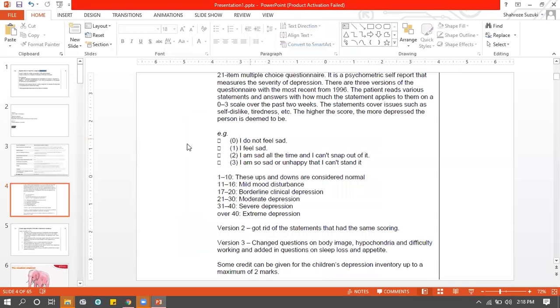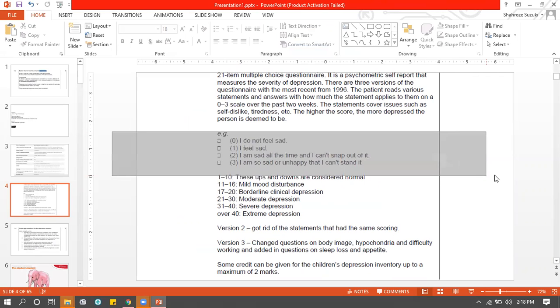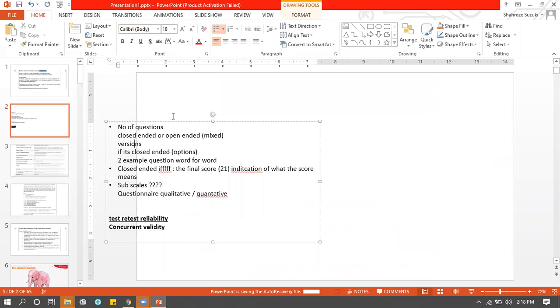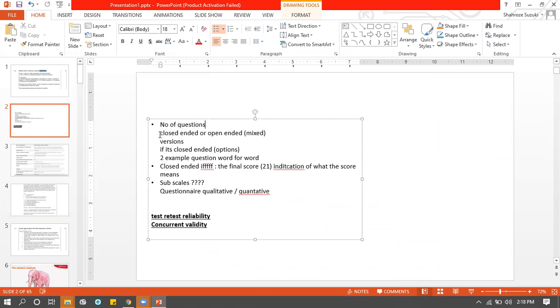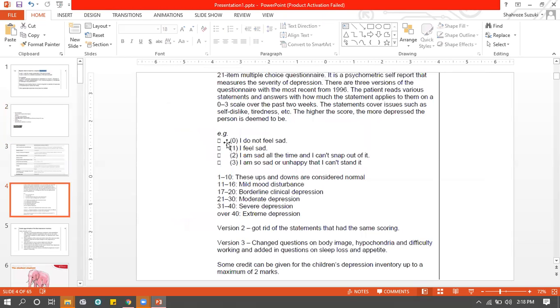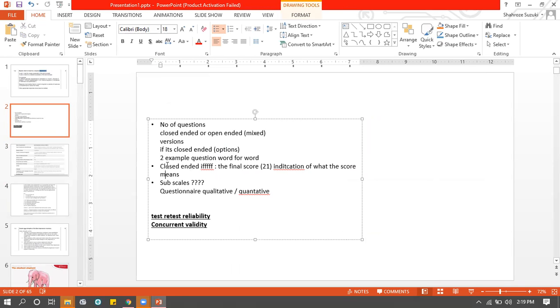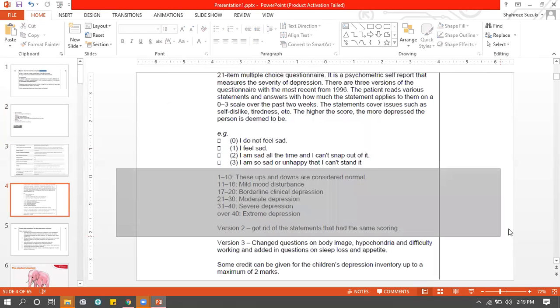All right. So you see that besides these options, there's 0, 1, 2, 3. So you have to write this as well when you're describing the BDI, as in how many number of questions does it have? 21. Is it closed or open ended? You're going to write it is closed ended because it has options ranging from 0 to 3, because these options have a numerical value. 21 questions. Two example questions again. If it is closed ended, what do the scores mean? You can write these are the meaning of the scores.